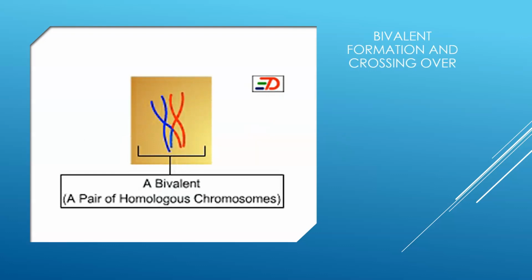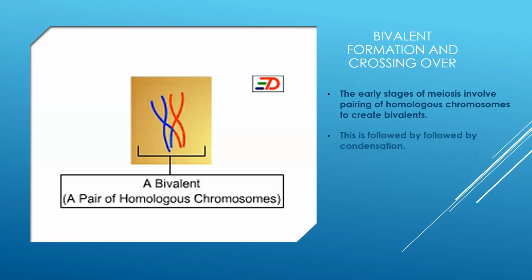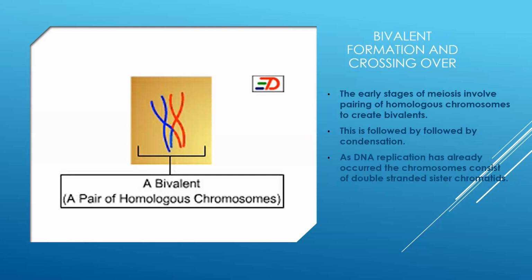Again, another image of chromosomes there. We call this bivalent formation. Bi meaning two, so two chromosomes align in a bivalent. The early stages of meiosis involve pairing of homologous chromosomes to create bivalents, so pairs. This is followed by condensation, where they become condensed so they're visible. As DNA replication has already occurred, the chromosomes already consist of their double chromatids.